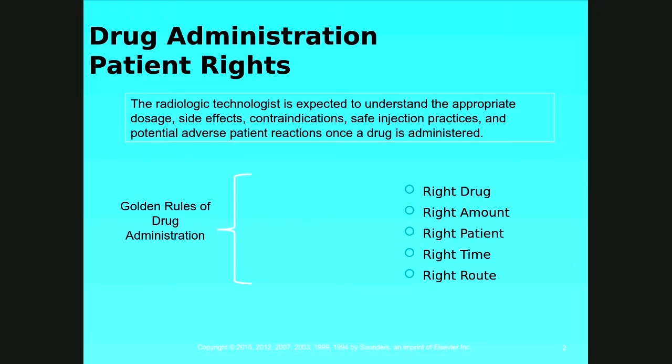They start off telling us that we have to understand the appropriate dosage, the side effects, the contraindications, safe injection practices, and potential adverse patient reactions once a drug is given. When they reference the 5 golden rules, they are the right drug, the right amount, the right patient, the right time, and the right route.